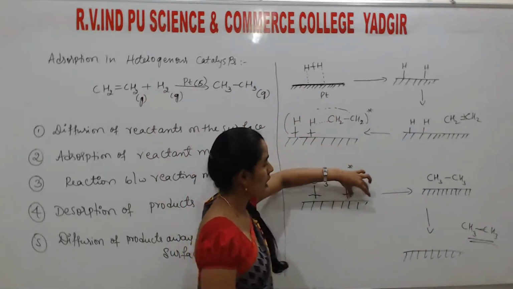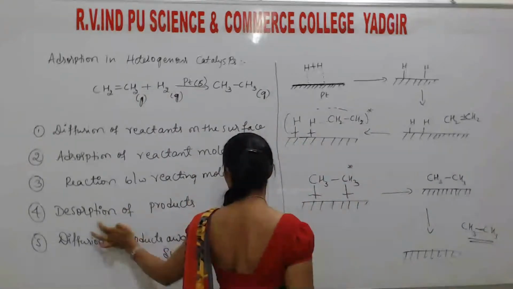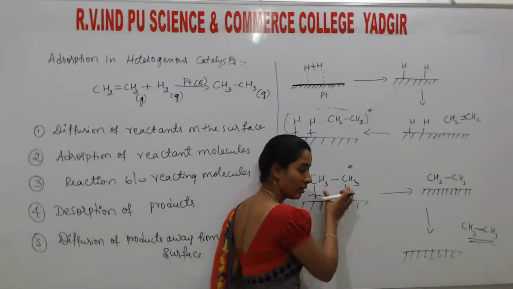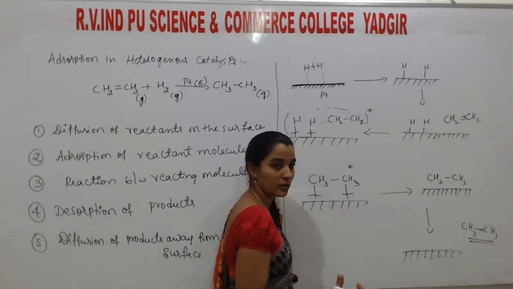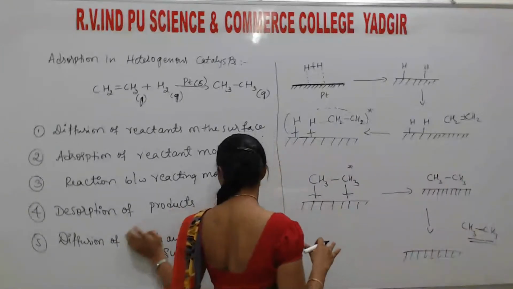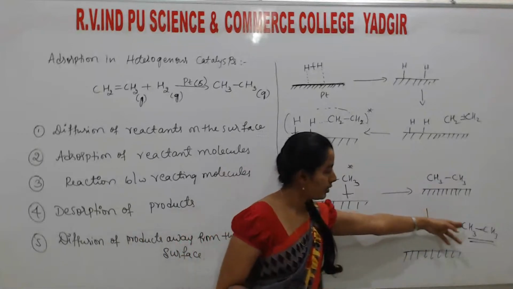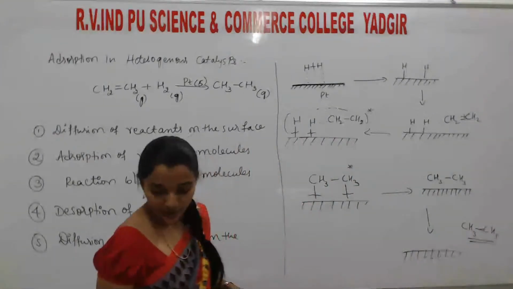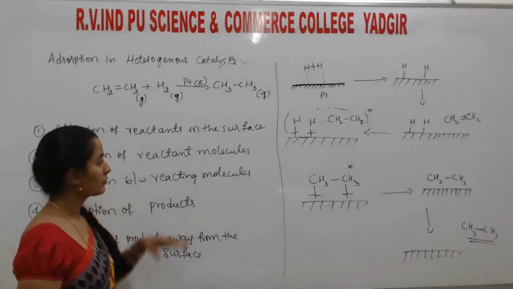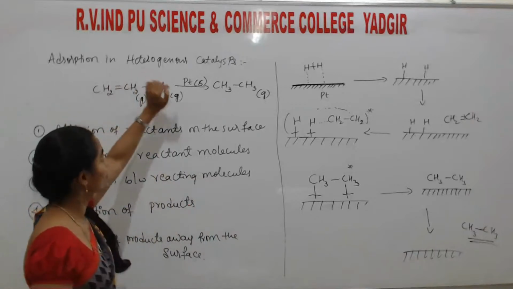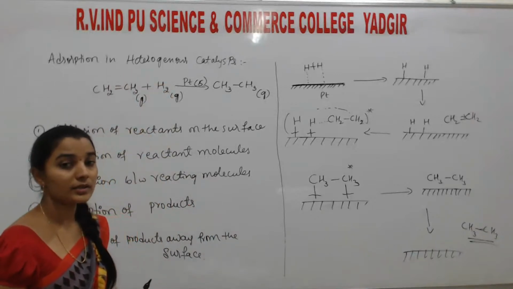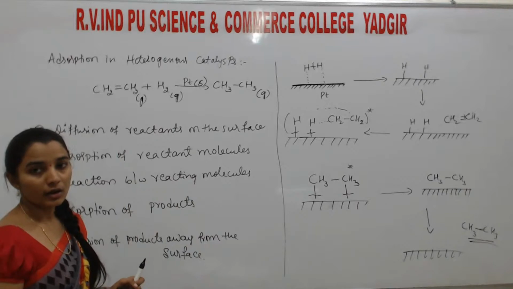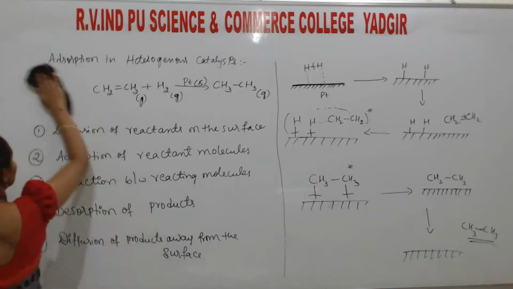But this product is adsorbed on the surface. So that's why desorption of the product takes place. Remove this adsorbed product from the surface. That is desorption, the removal process. Next, diffusion of product away from the surface. This is how the mechanism takes place. Understand? These are the 5 steps involved in adsorption of heterogeneous catalysis. They may ask only steps, not the mechanism. Write the steps involved in adsorption of heterogeneous catalysis.